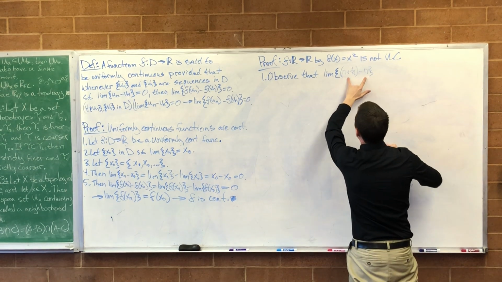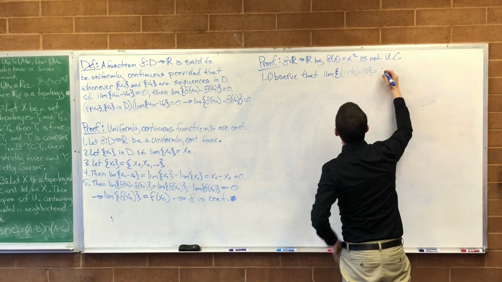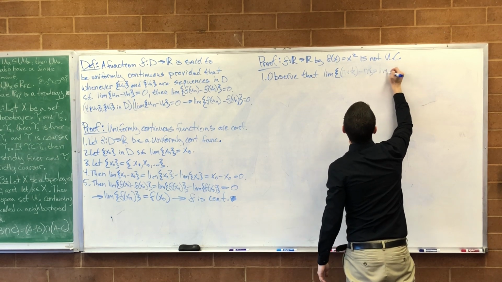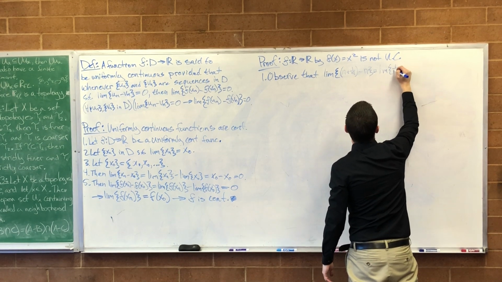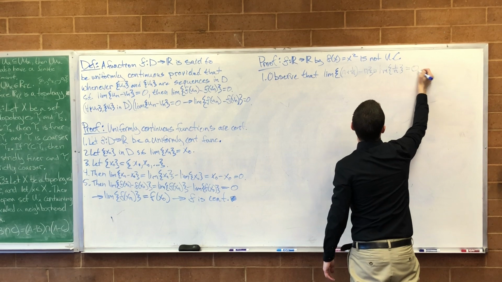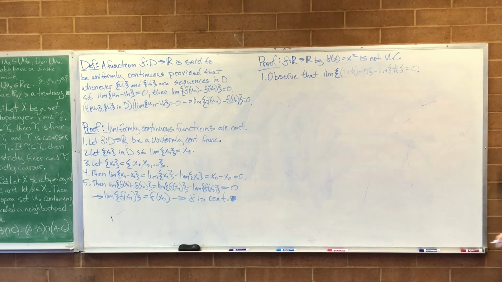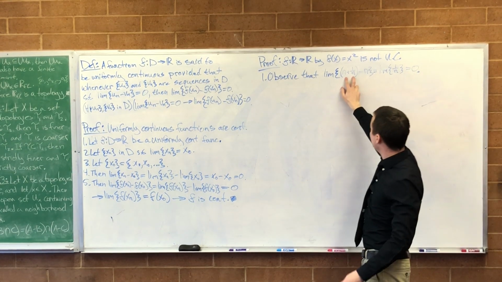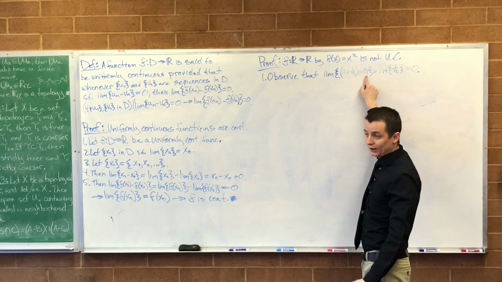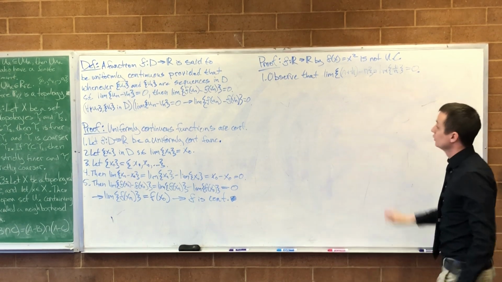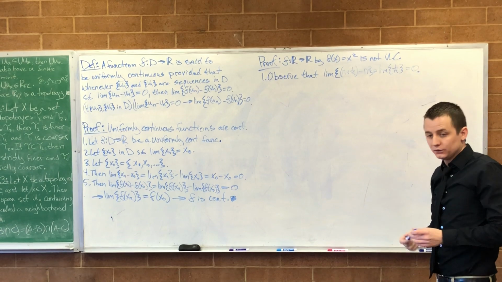So the limit of a difference of two sequences is equal to just the limit of 1 over n, which is equal to 0. So here's two sequences, n plus 1 over n and n, that satisfy the antecedent. Now we need to show that the conclusion is false with these sequences.